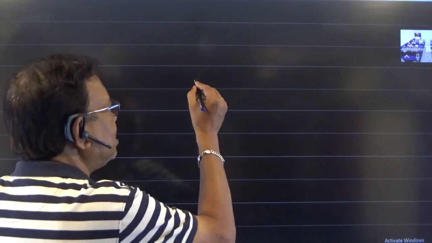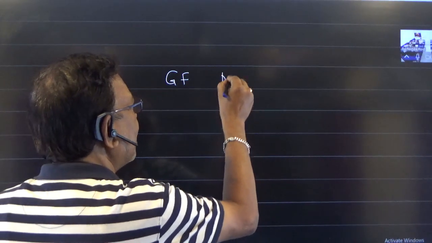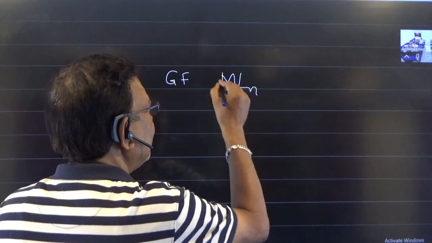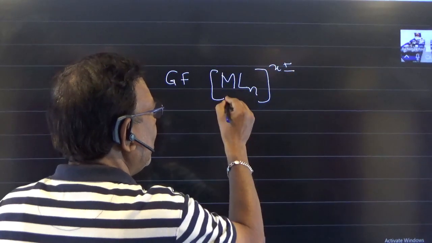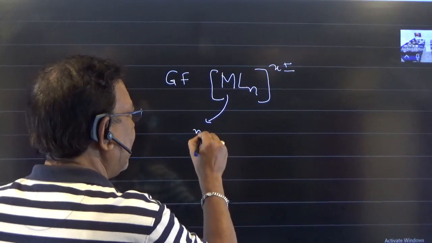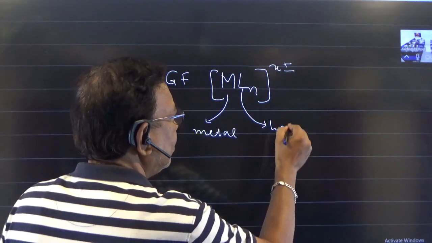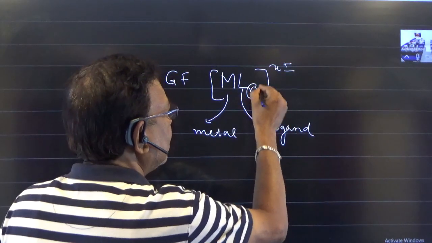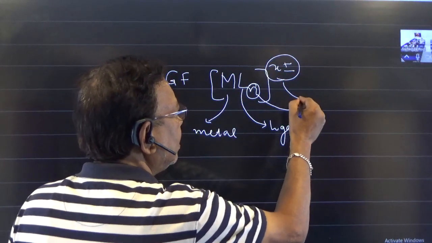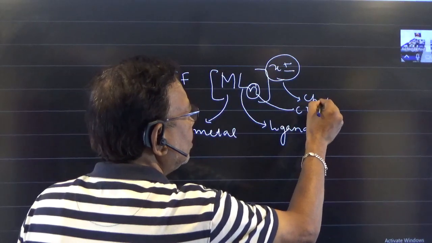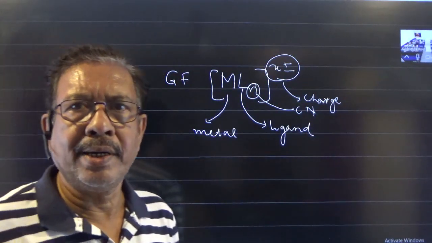Now come to the general formula of the complex, which is [MLn]^(x±). You have to write where M is the metal, L is the ligand, n is the coordination number, and x plus or minus is the charge. Copy it.